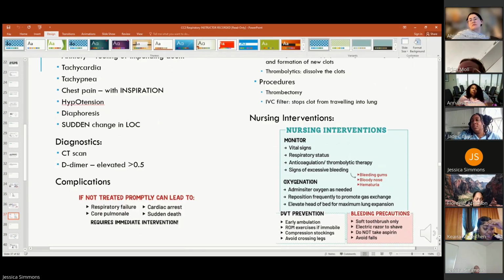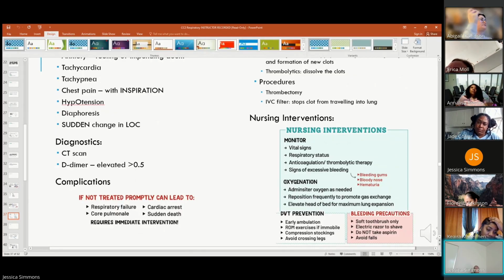Bleeding precautions, you want to make sure you use a soft bristled toothbrush. Electric razors, no razor blades. We do not want to take aspirin on top of our anticoagulants. And this is a huge safety concern.